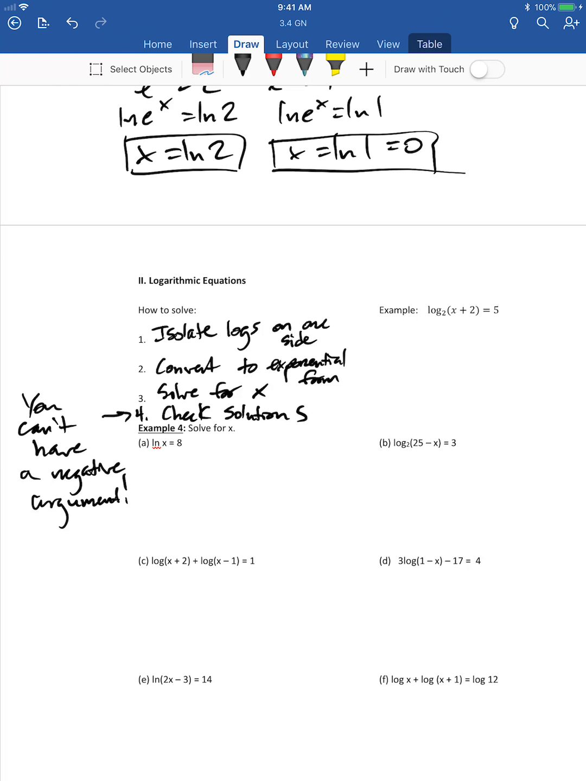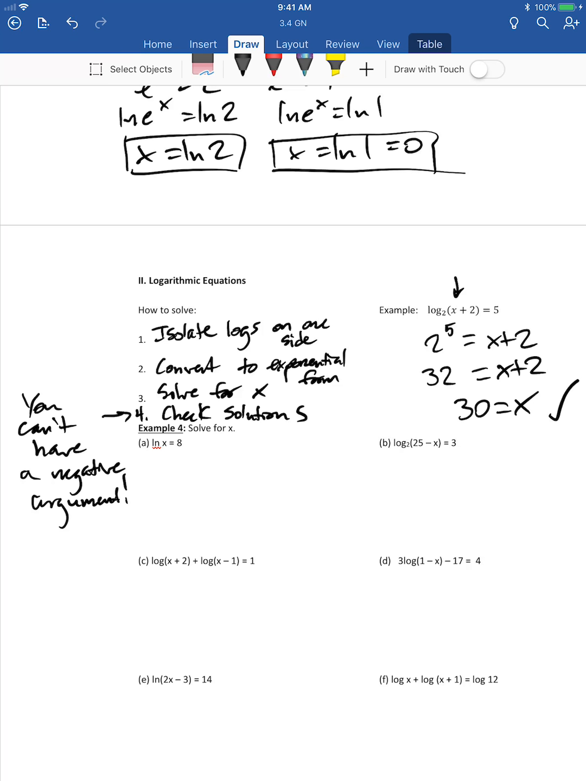Step 2 is to convert to exponential form. So 2 to the 5th power equals x plus 2. Solve for x. Well, 2 to the 5th power is just 32. And then I solve for x. Perfect. Then I need to check my solutions. So if I plug in 30 for x in my argument here, I'm going to have 32 as my argument. That's not a problem at all, so I'm good. I'm done.